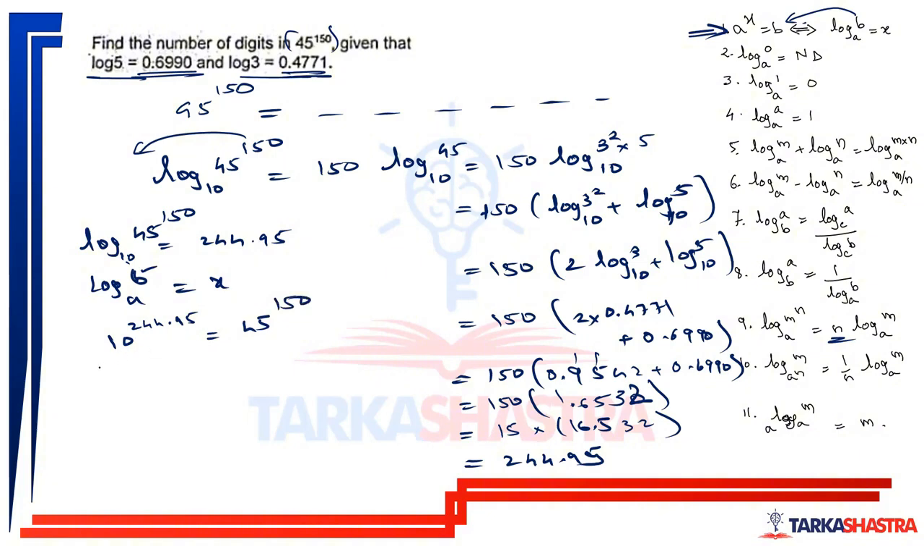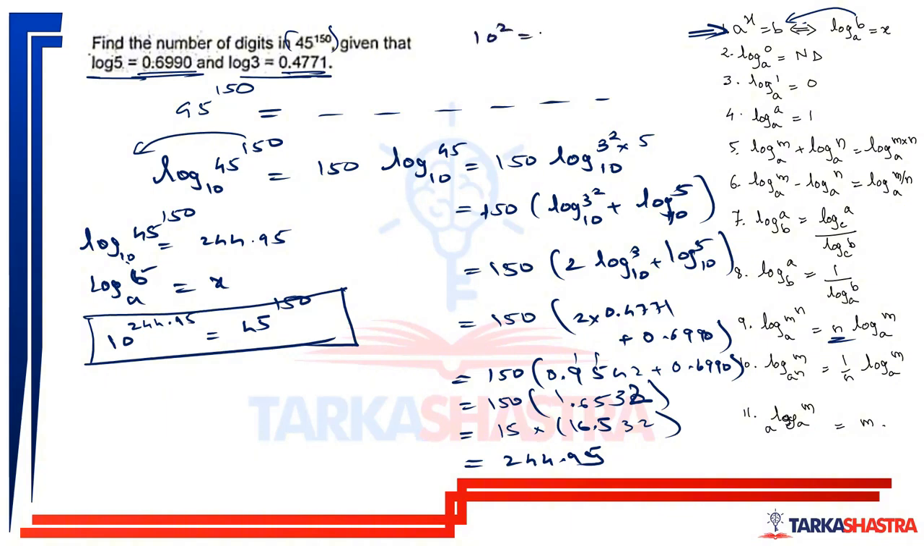Now, what is happening? I am saying that 45 to the power 150 is equal to 10 to the power 244. Now, how many digits will be there in 10 to the power 244? Let us try to understand that.